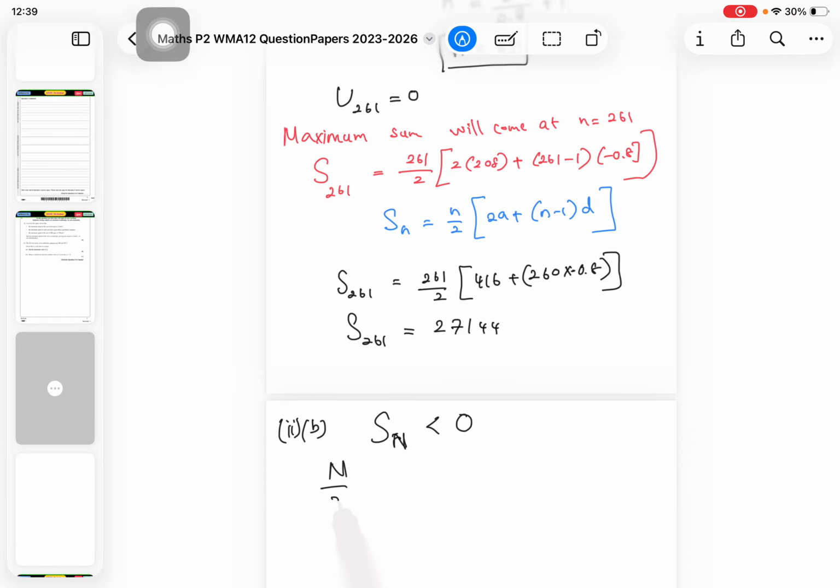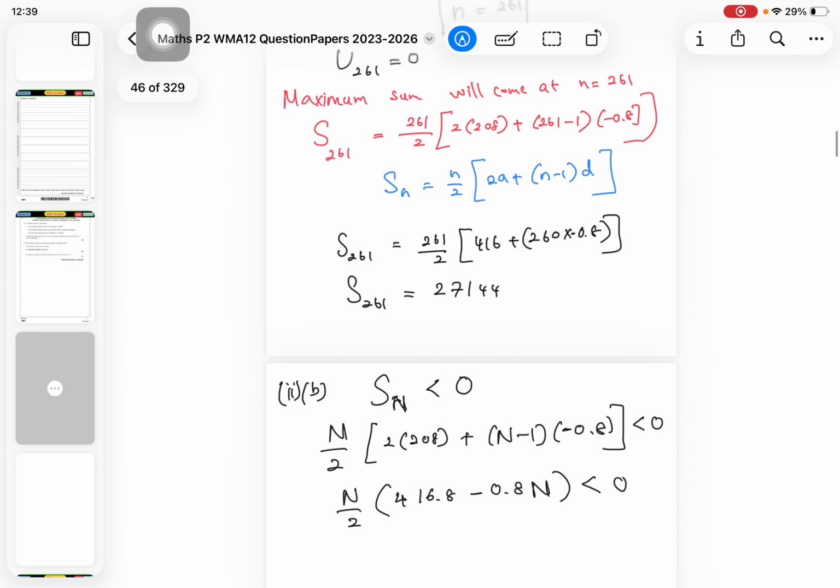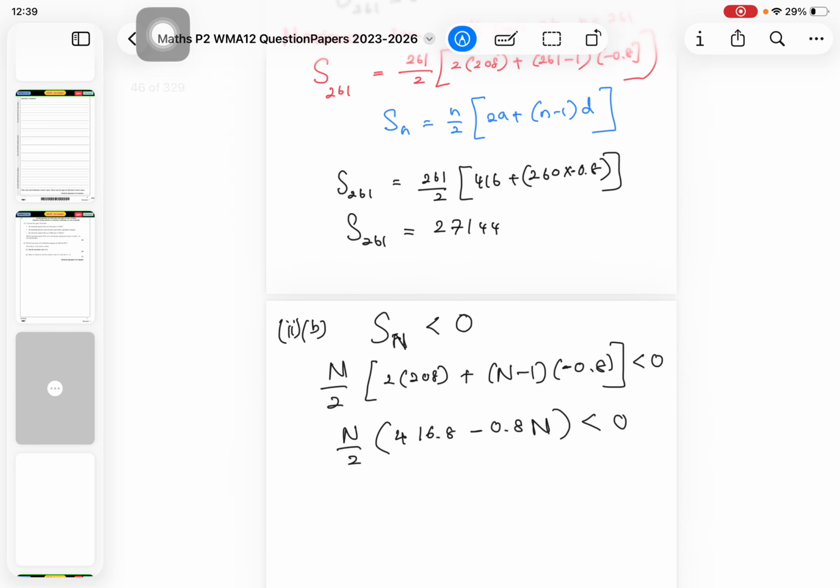So if we take Sn less than 0, we don't know the n, so we keep n divided by 2 times 2 times 208 plus, I'll keep it capital N minus 1 times negative 0.8, less than 0. So when we have it, we have n divided by 2. I'm not going to do a simple calculation, so I hope you can manage to do it now. 0.8n less than 0. And here we have it.